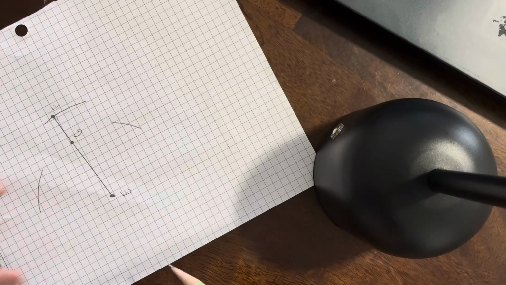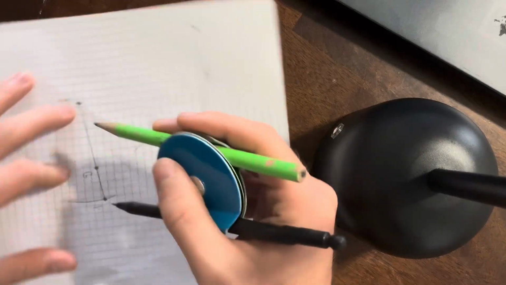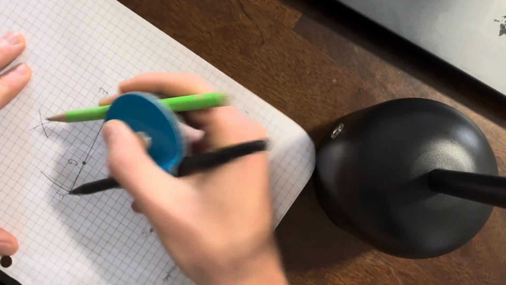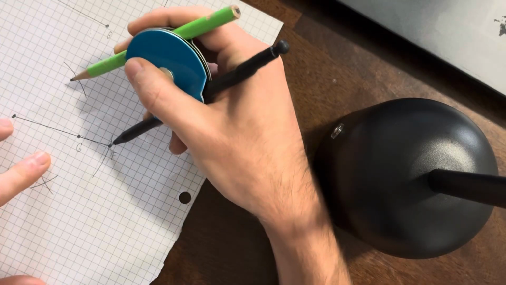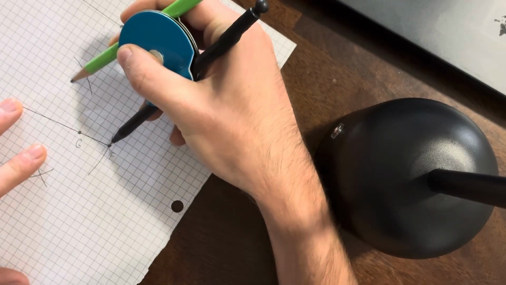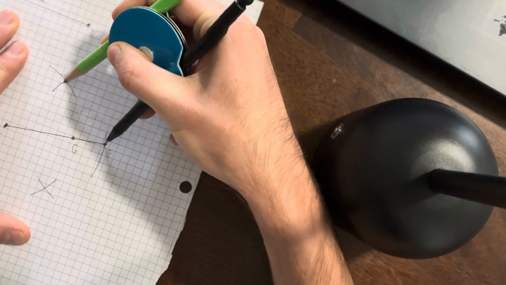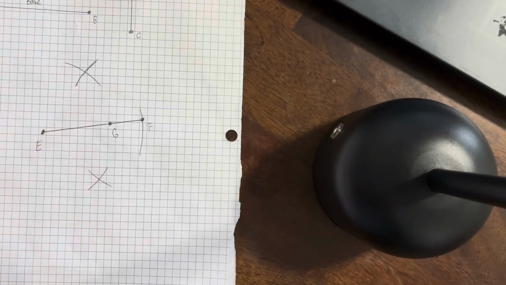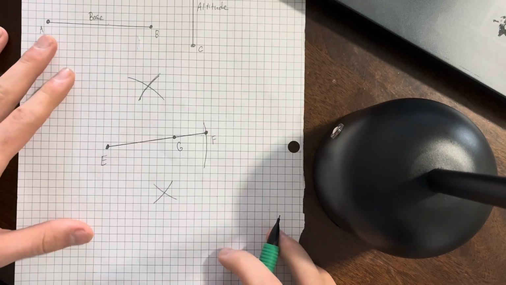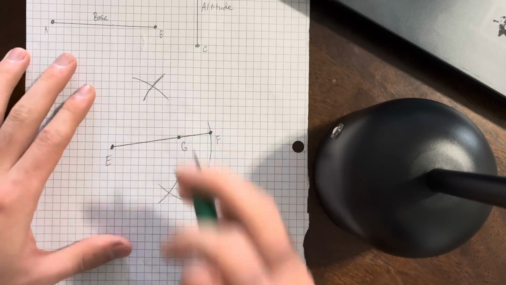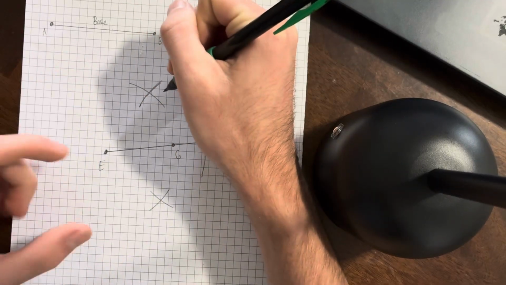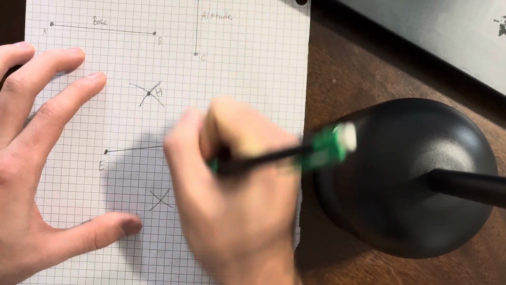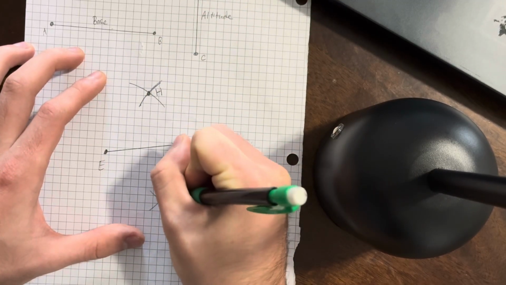I'm going to repeat this process for my other point F. Now I'm going to add two more points where these arcs I just made intersect. So I'm up to H at the top, and at a point I down here.